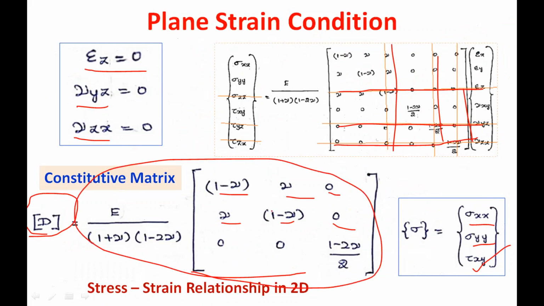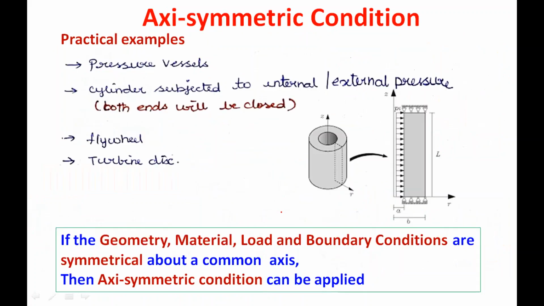Now the third condition is called the axisymmetric condition. Practical examples for axisymmetric conditions are pressure vessels, cylindrical vessels which are subjected to internal or external pressure. Here both ends will be closed.